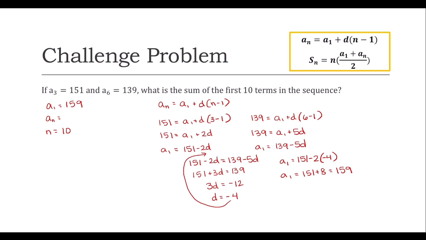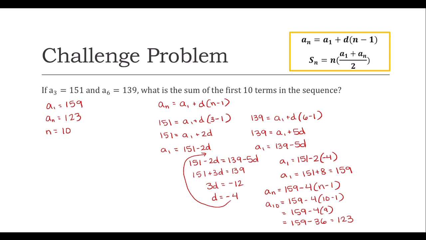Now we need to figure out A sub n, so our 10th term. So we'll go back to our explicit formula, and we'll plug in A1 and D. So we have A sub n equals A sub 1, so 159 minus 4, because D is negative 4, times n minus 1. And we'll plug in 10. So A sub 10 equals 159 minus 4 times 10 minus 1. So that's 159 minus 4 times 9, which is 159 minus 36, which equals 123. So A sub n is 123.